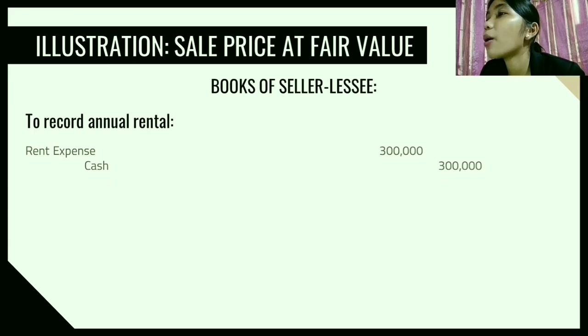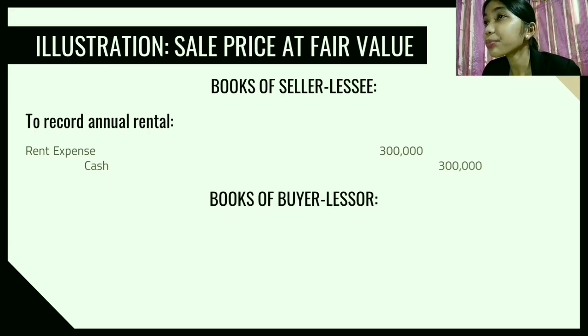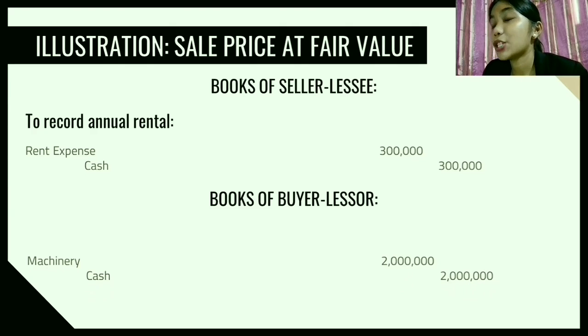So, paano naman po sa books ni buyer-lessor? Ano po yung mga journal entries natin? I-debit po natin yung machinery na 2 million pesos. Ito po yung fair value niya. And then, credit cash na 2 million pesos. It is to record the purchase of the machinery.